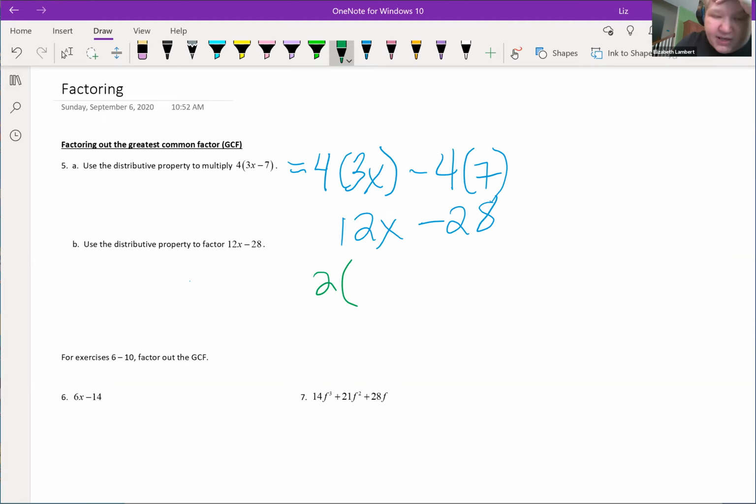Or another way of thinking it is 2 times what would get me back to 12x. That's the way I usually phrase it. And in this case, that would be 6 with the x minus then 2 times what would get me 28, or half of 28 is 14. And now I look at my inner parentheses here, 6 and 14, still even. So another 2 coming out.